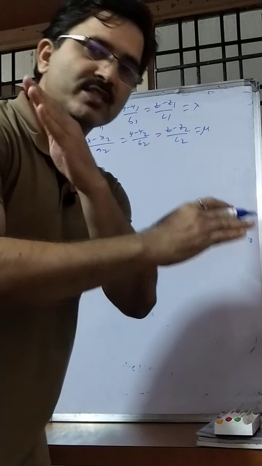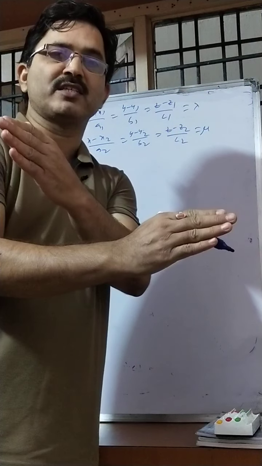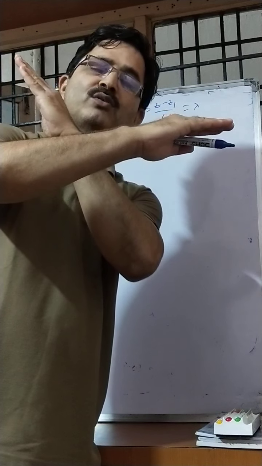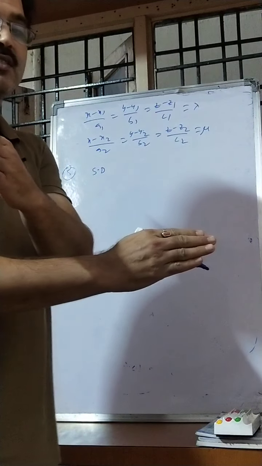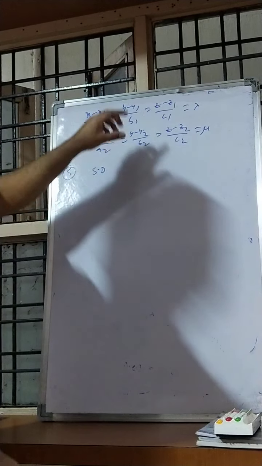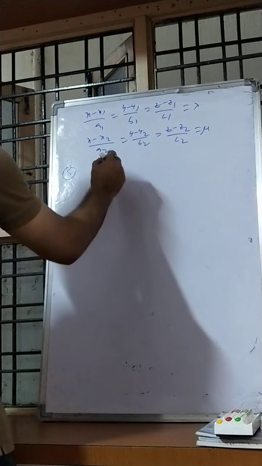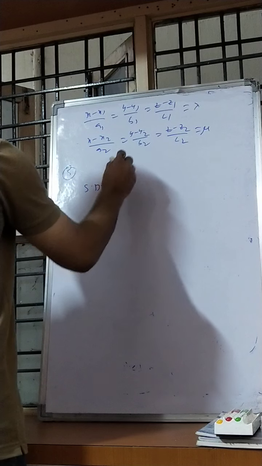If they ask about skew lines, what are skew lines? You see this, neither parallel nor intersecting. If you see from one side, it looks like intersecting, but actually there is a gap. They never intersect, and they are not parallel. So if it is a skew line, you can find the shortest distance. It is very simple, guys.